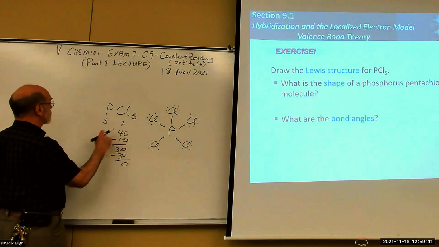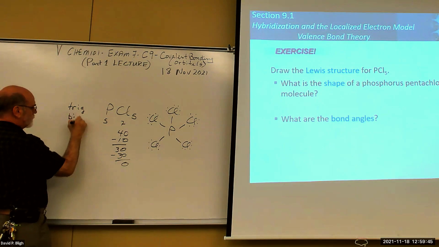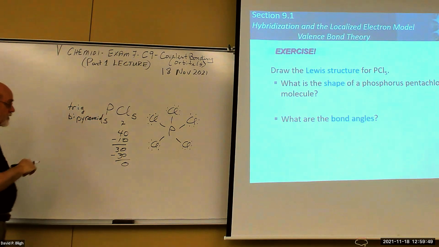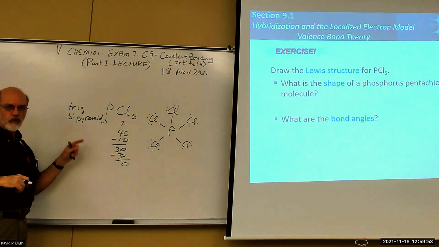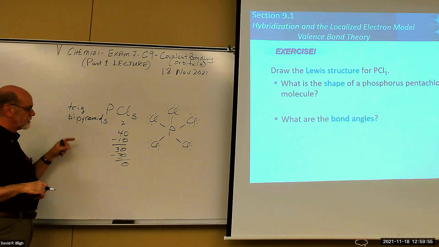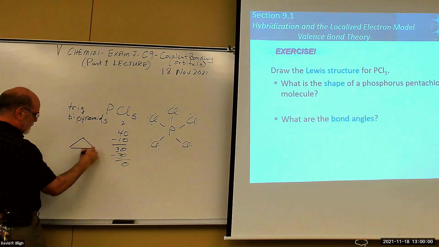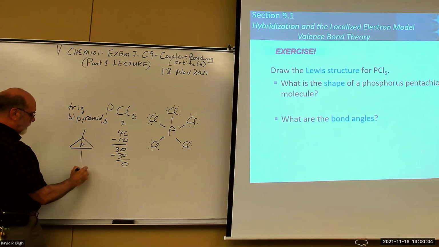Right? What's the structure here? It's a trigonal bipyramid, which means 5. We need 5 hybridized orbitals to give us that structure. It's going to be like this, this, this, and then there and there. Phosphorus in the middle, and chlorines all around.